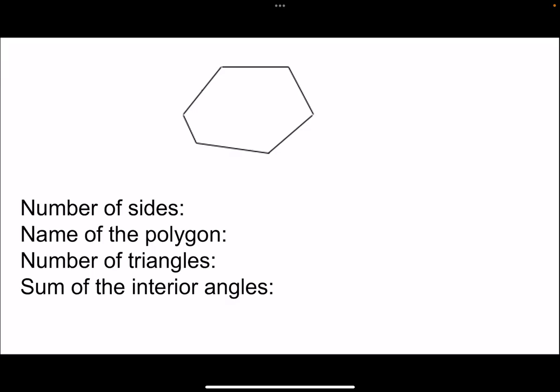Well, let's see, this has got 1, 2, 3, 4, 5, 6 sides. The name of the polygon is a hexagon. How many triangles do you think we can get? All right. Take a minute, figure out how many triangles, pause the video, come back when you're finished.